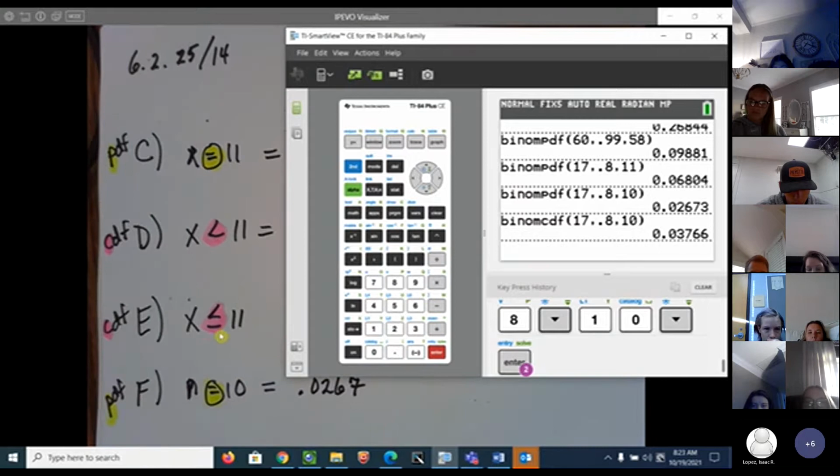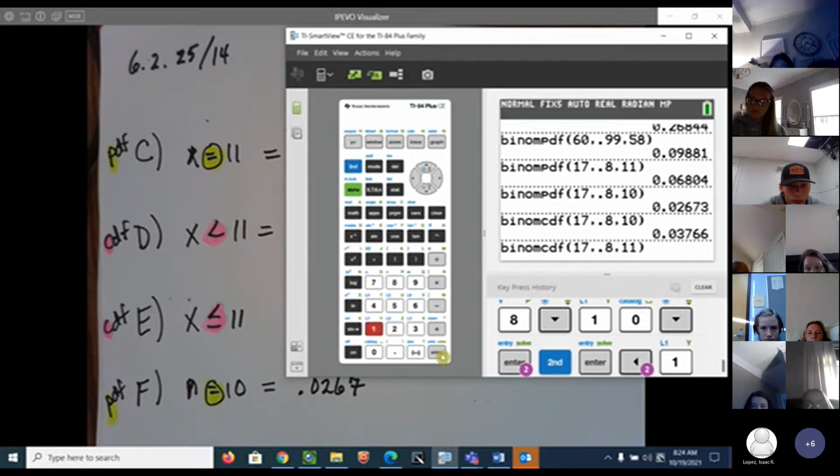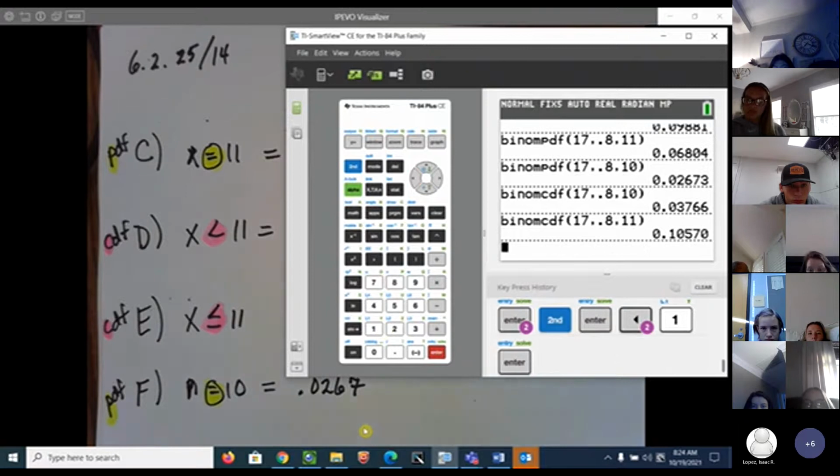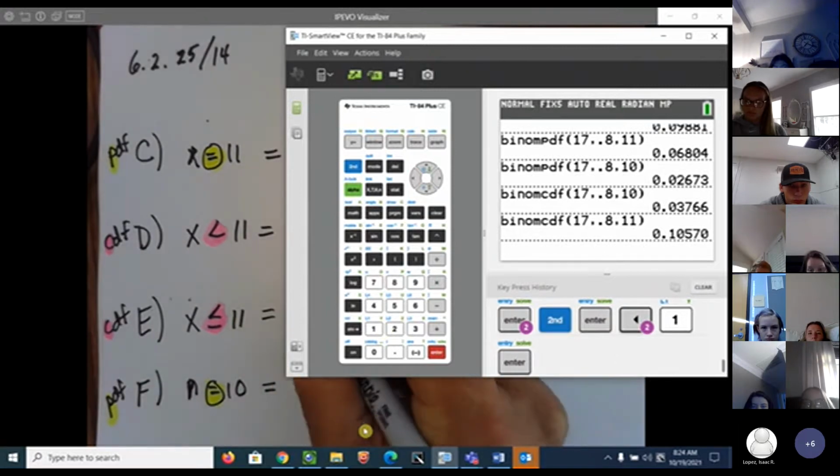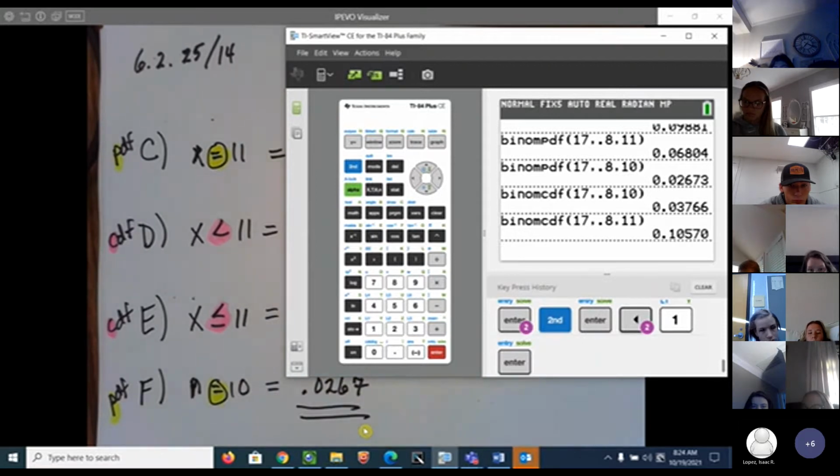Now for this one, less than or equal to 11, we're going to do up to 11, because you can actually include 11. So that's going to be second enter, and change that to 11. 0.1057. There's your answers.